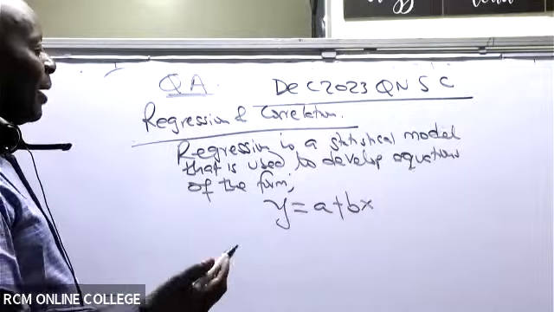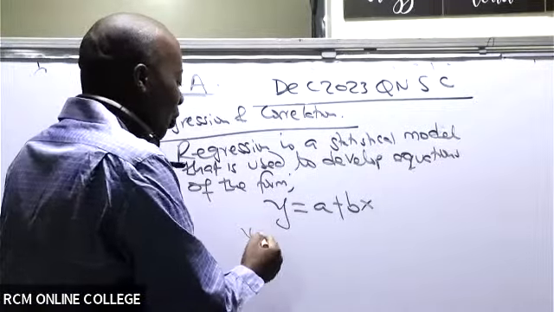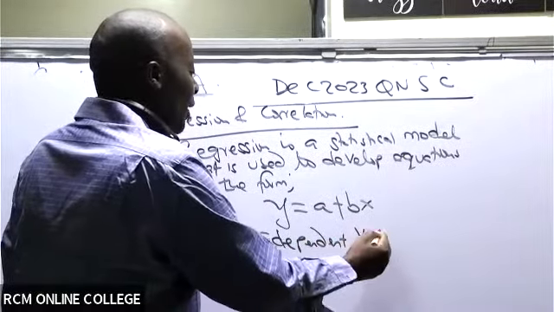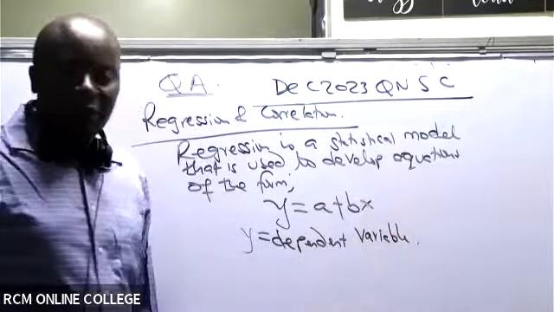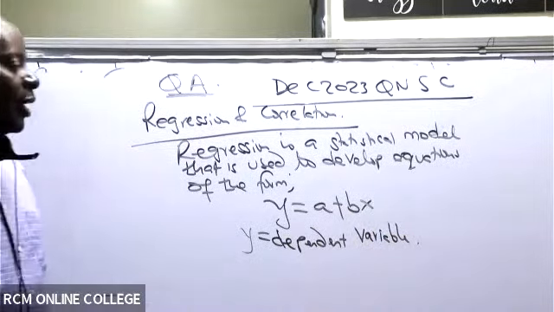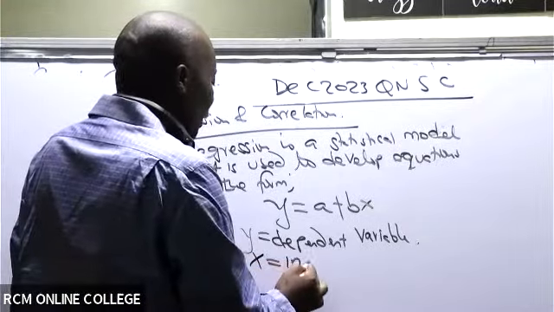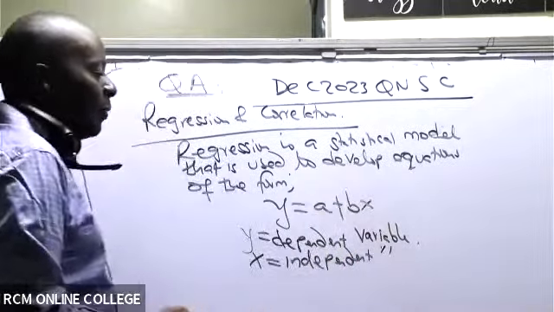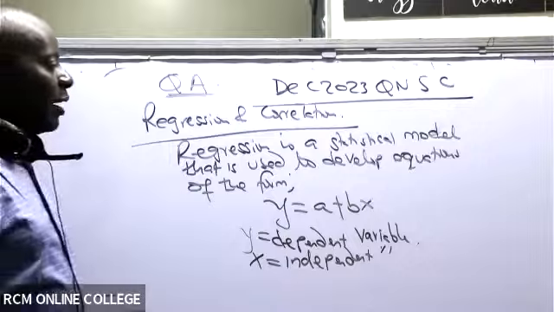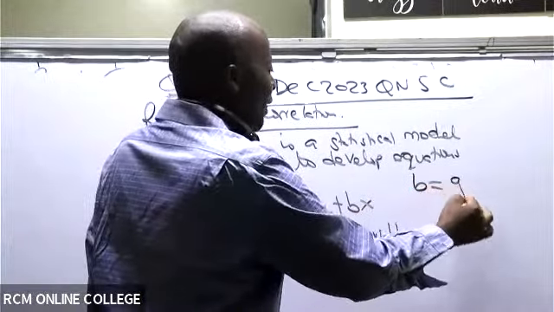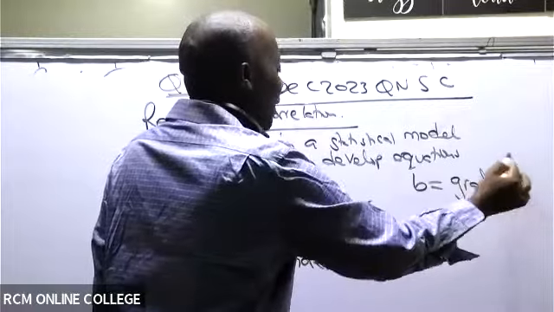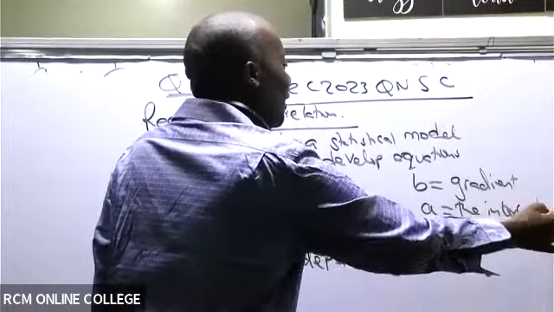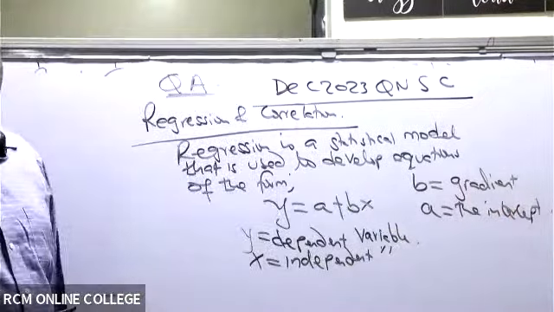All right. And then remember that this y is what we call the dependent variable. Then we have x. X is what we call the independent variable. Then we have b. B is the gradient. And a is the intercept, the y-intercept, or just the intercept.